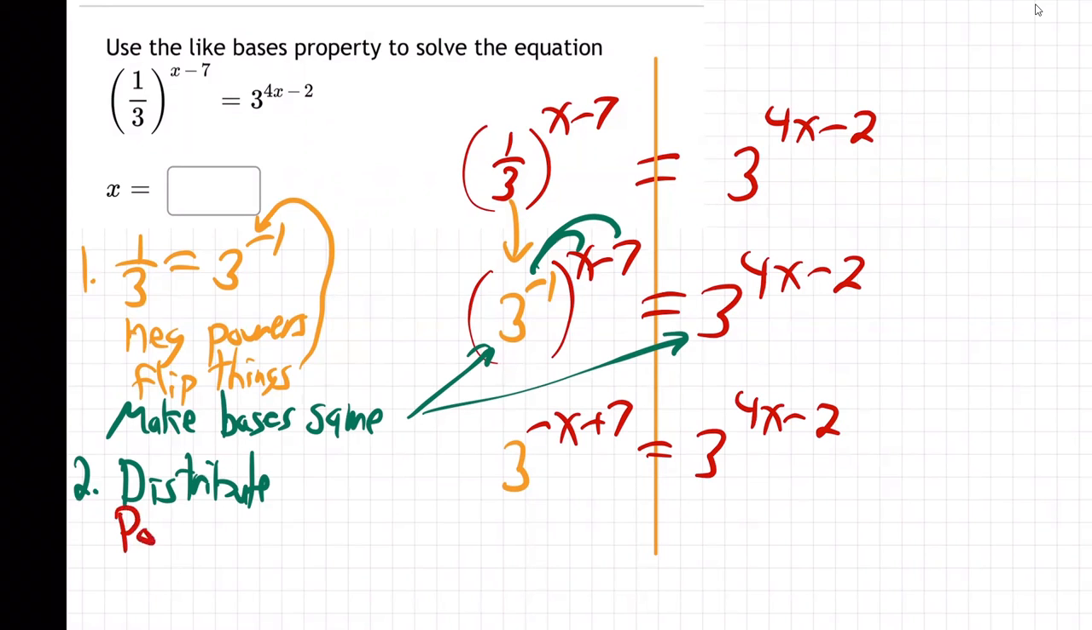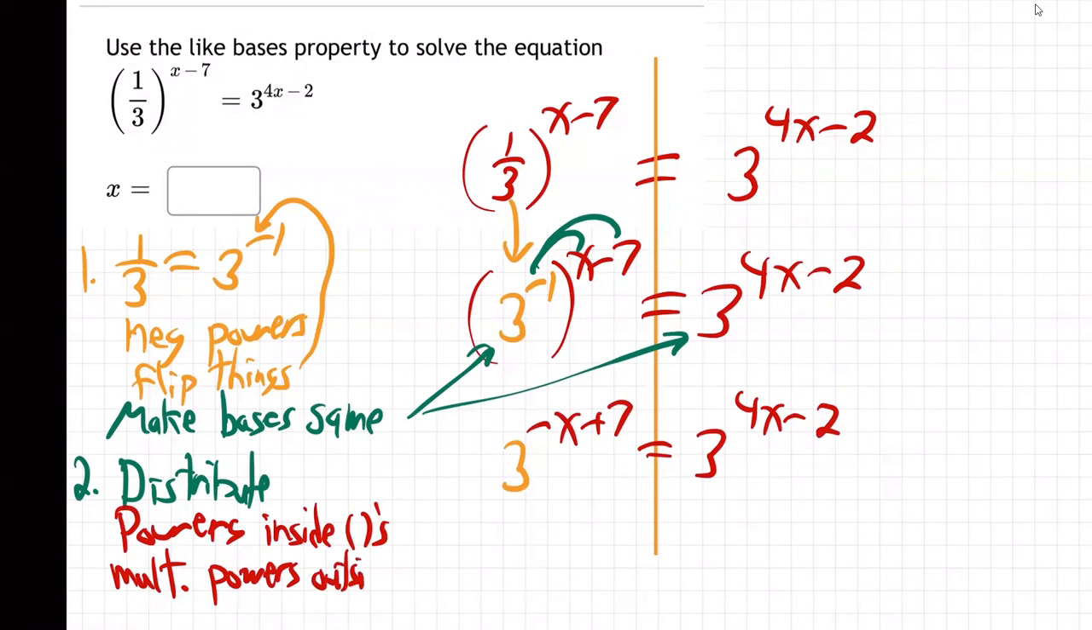Powers outside parentheses multiply powers inside parentheses. So that's what happened to that minus 1 multiplied through there, because we had a power inside and outside the parentheses. You see? So we had a power inside the parentheses, and it multiplied through these powers outside the parentheses.